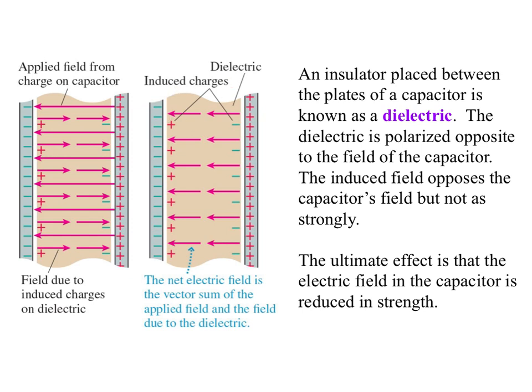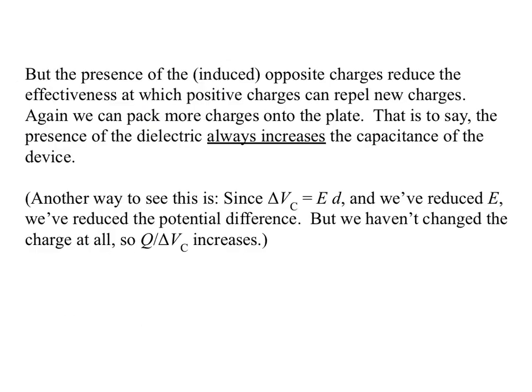Note, we don't see any of these microscopic things that go on, so what you would say from a macroscopic viewpoint is that for some reason the electric field is not as strong as you would have expected with the charge that you have. But the presence of these induced opposite charges reduce the effectiveness at which positive charges can repel new charges, etc. Much like we were talking about making the separation smaller in capacitors. In a capacitor, we have moved negative charges close to the positive plate, which partially shields them, so we can pack more charges into the plate.